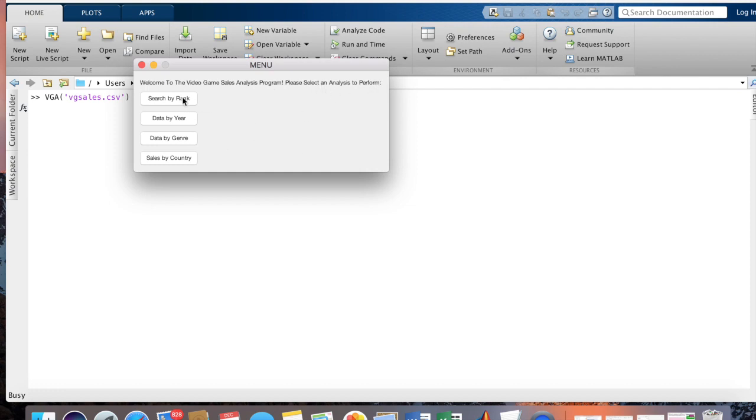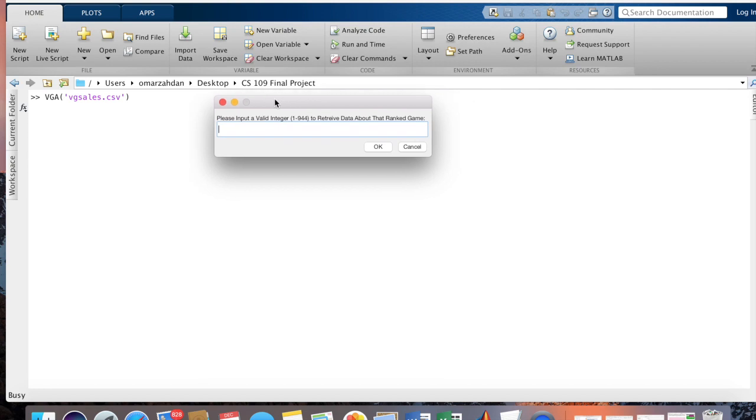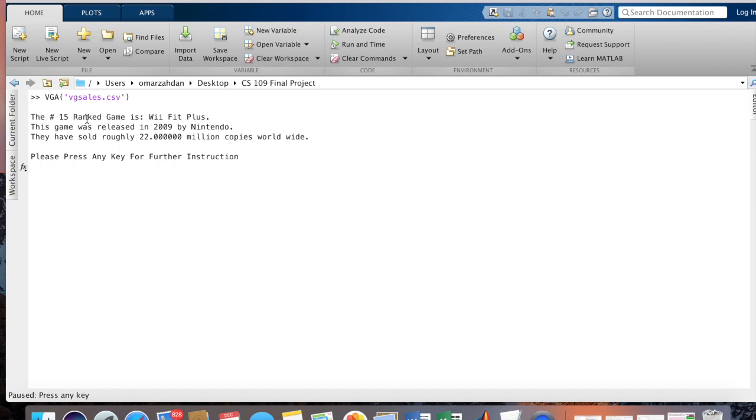The very first analysis that we can perform is a search by rank. Upon selecting that, you'll be prompted to enter a valid integer to retrieve data about that rank game. Let's start off with a simple number like 15. The number 15 rank game is Wii Fit Plus. This game was released in 2009 by Nintendo, and they have sold roughly 22 million copies worldwide. Please press any key for further instructions.